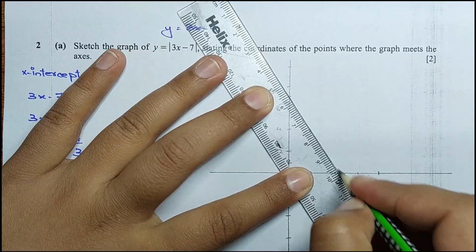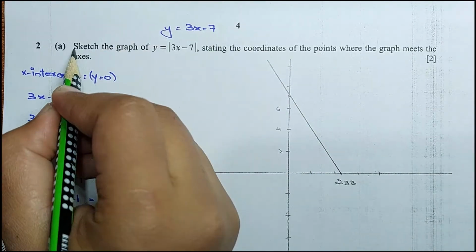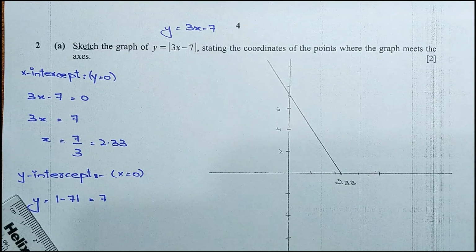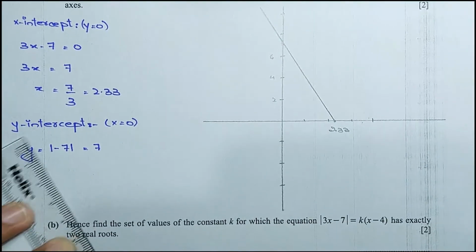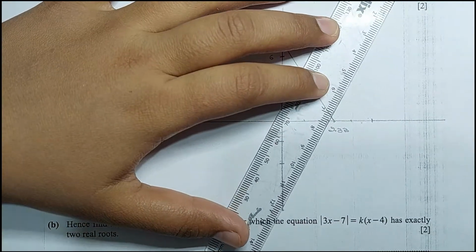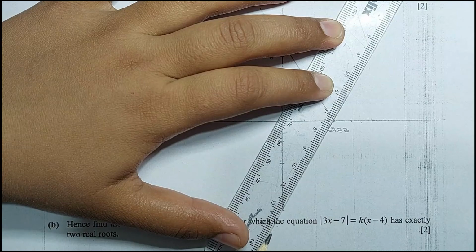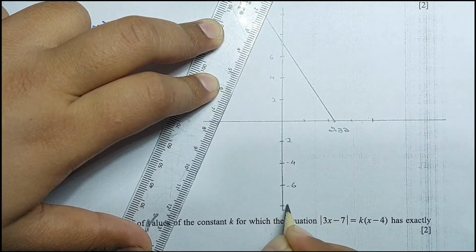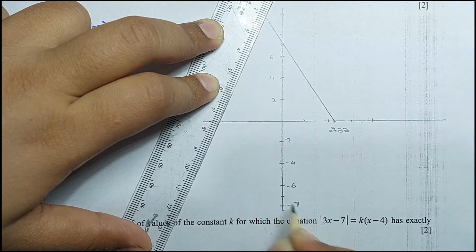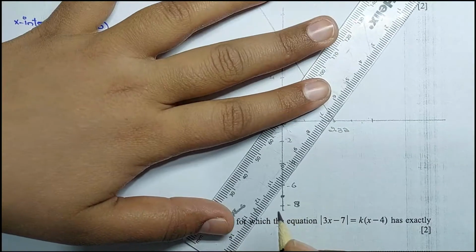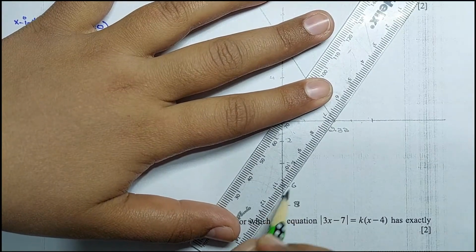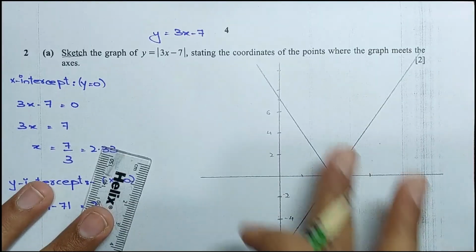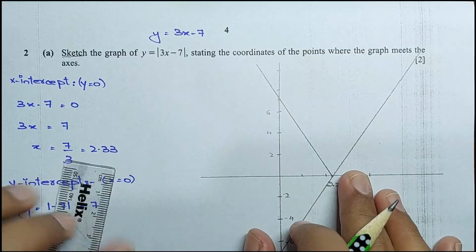We can say it's just a sketch, not the exact graph. This is the x-intercept, and we have a y-intercept equal to negative 7 for that line, so negative 2, negative 4, negative 6, and this is negative 7. Connecting the two lines and removing this one, that should be the shape of the graph, because it is an absolute value function.